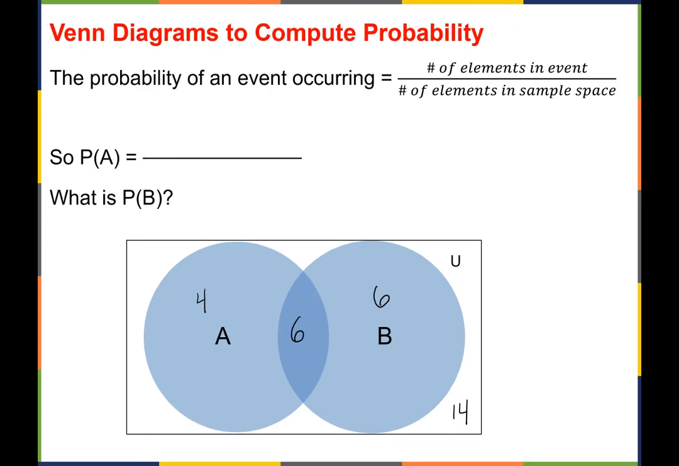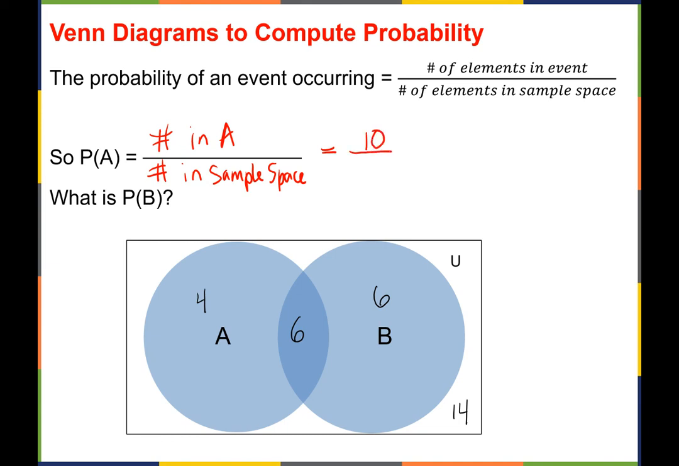So how can we use Venn diagrams to compute probability? Well, remember the probability of an event occurring is the number of elements in the event divided by the number of elements in the sample space. So the probability of A is the number of elements in A divided by the number in the sample space. Remember, that's all the possible elements in the set. If we look at A, there's 4 that are only in A, but 6 that are in A and B. So that's 10 total that are in A.